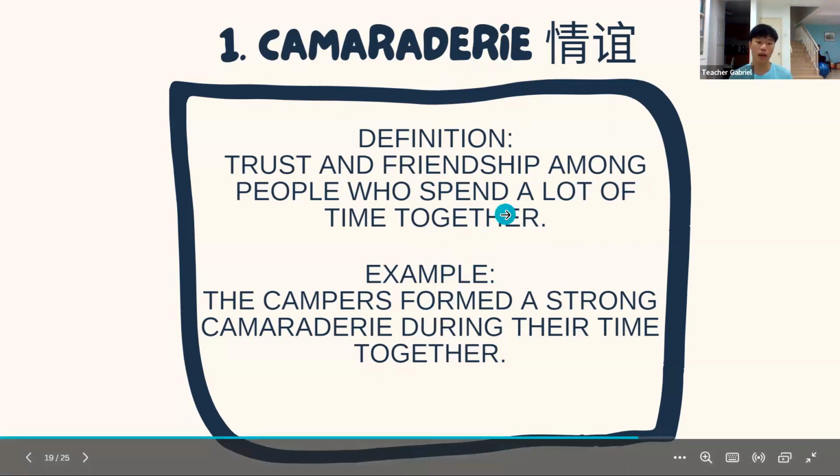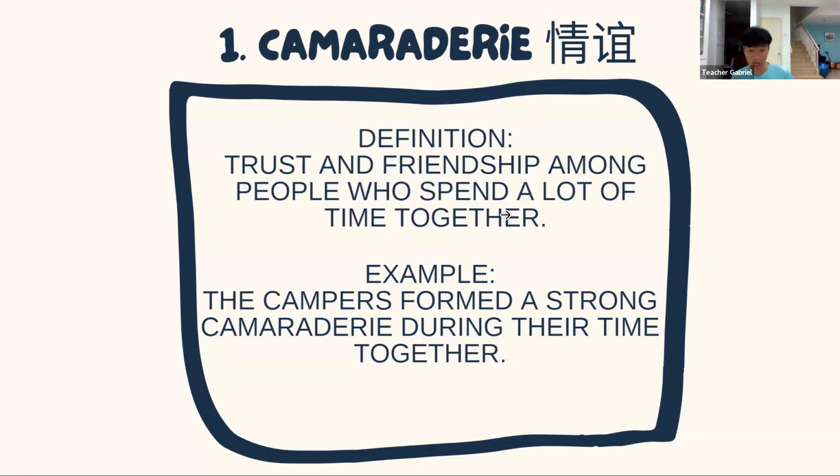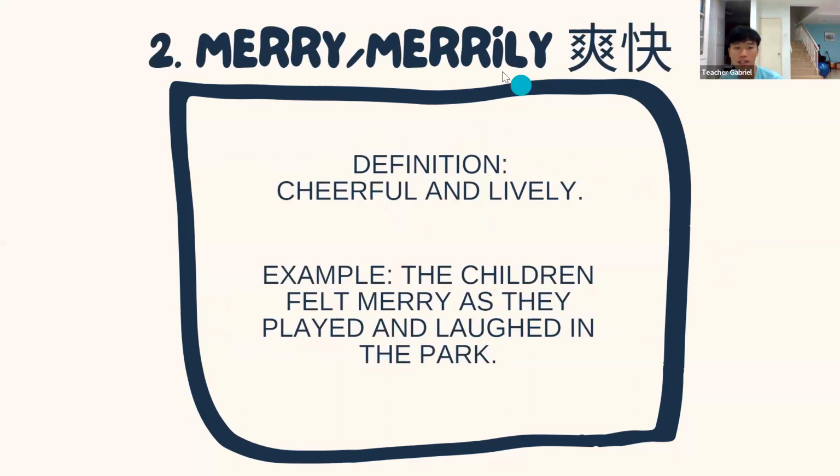So example: the campers formed a strong camaraderie during their time together. 就是 campers，他们去 camping. Of course they will form 很多的友谊 because they are spending so much time together, right? So they form very strong friendship. Another word for friendship would be camaraderie, so you can use that next time to impress your teacher. This is a very rare word that your teacher will see, 我觉得很少人用的，这个你们的年纪.